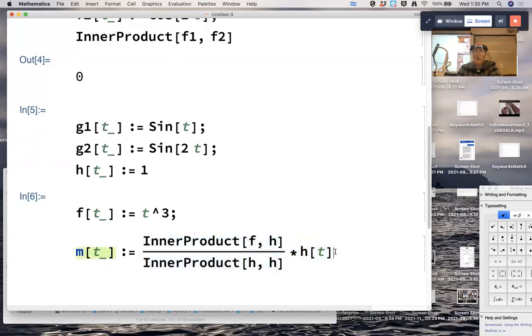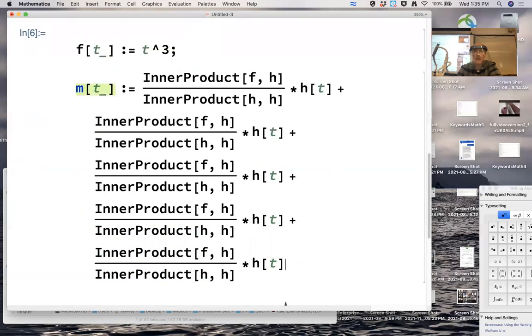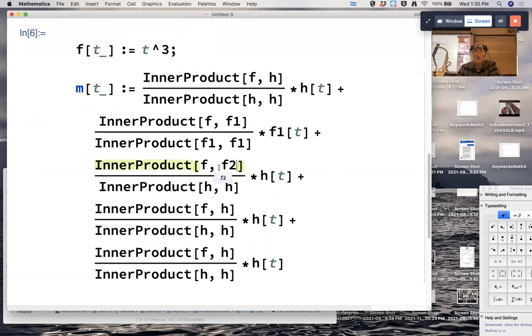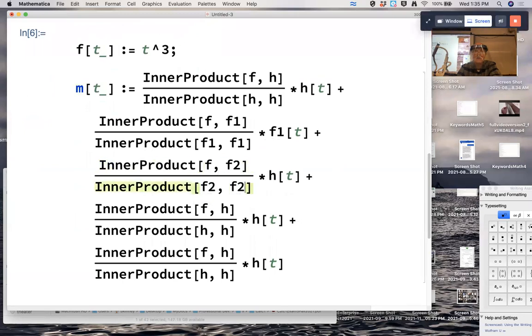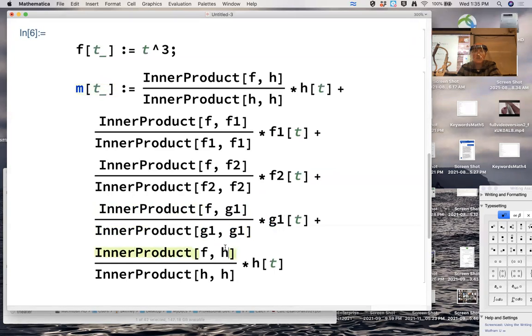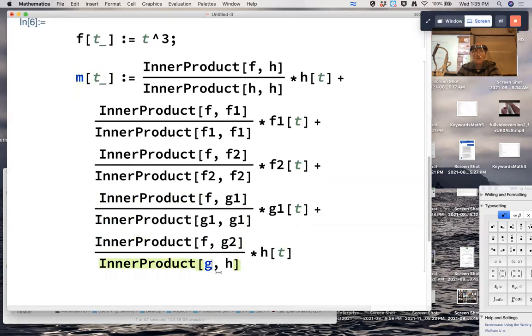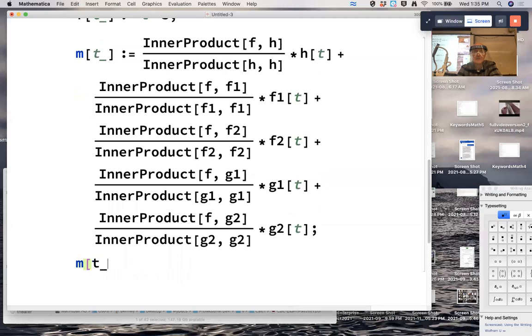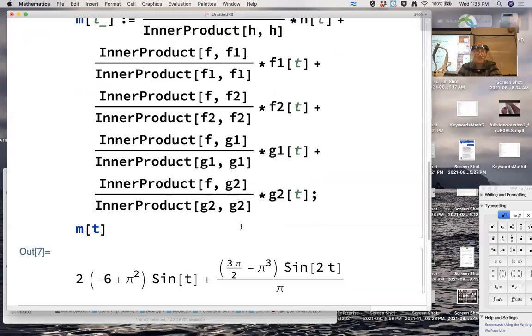What I'm about to do here is a bunch of projections. h was the constant function 1. f1 was cosine of t. f2 was cosine of 2t. g1 was sine of t. And g2 was sine of 2t. What is the formula for this function m of t? It's that.